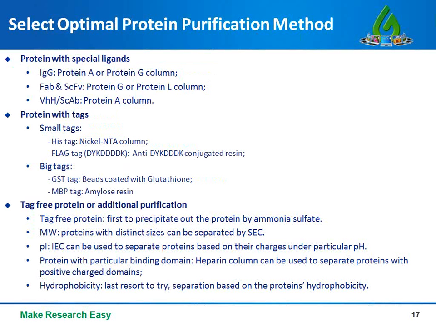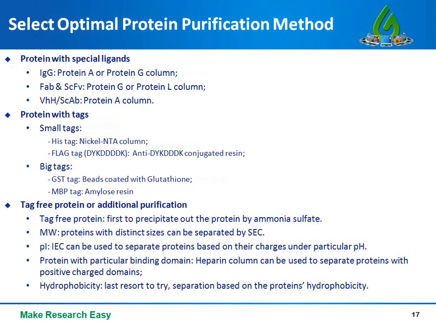For small tags such as His tag, Ni-NTA column can be used for affinity purification. For big tags such as GST, glutathione-coated agarose beads can be used. We will get to more details later in the protein tag section next.